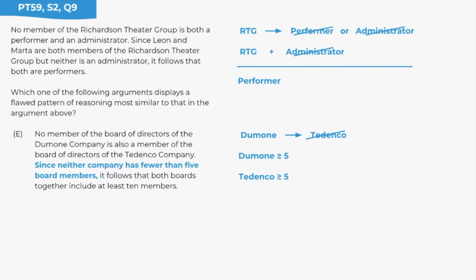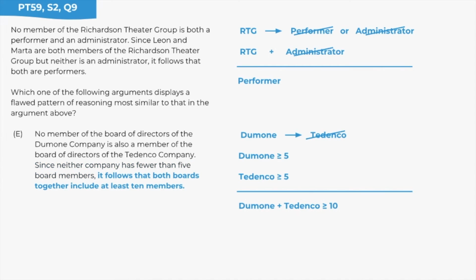So then the second statement tells us that neither company has fewer than 5 board members. So if the Dumont company has at least 5 board members and the Tedesco company has at least 5 board members, again, this is a different kind of relationship than was in the second premise of the stimulus. So this looks like a mismatch as well. And then the conclusion goes on to say that it follows that both boards together include at least 10 members. Okay, so if you take the number of board members in both of the two companies, add them together, it's going to be at least 10. Since each had at least 5 on their own, then yeah, this is going to be true actually. So this answer has a bunch of things wrong with it.